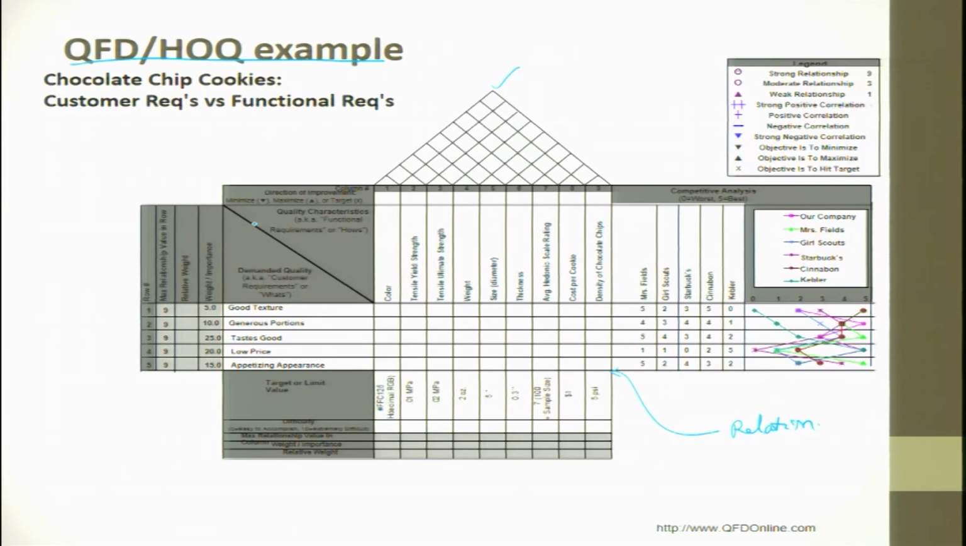Okay. So here you will have the quality characteristics. These are the quality or the functional requirements. Color, then you have the tensile yield strength, tensile ultimate strength, then you will have weight, size, thickness, average sale, average hedonic scale rating, cost per cookie, density of the chocolate chips. So all these things are the functional requirements, and these are the customer requirements.